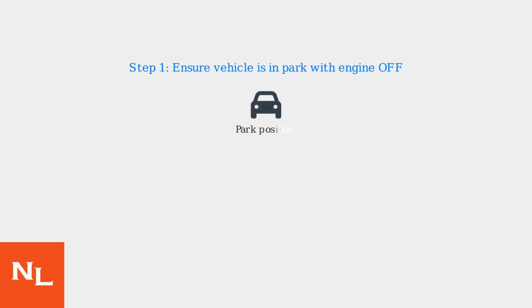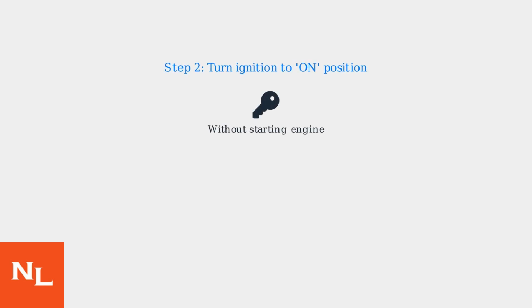First, ensure your 2022-2024 Ford Expedition is in park with the engine completely off. This prepares the vehicle for the reset procedure. Next, turn the ignition key to the on position or press the start button without pressing the brake if your model has keyless start. Do not start the engine.